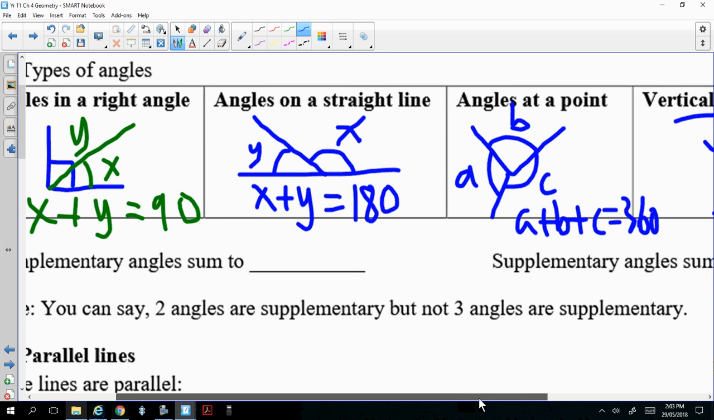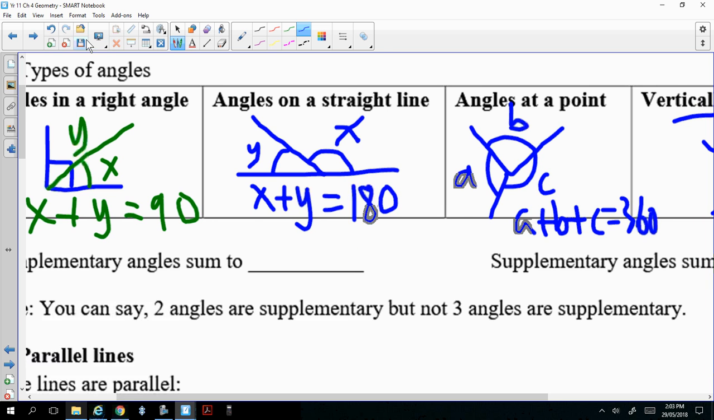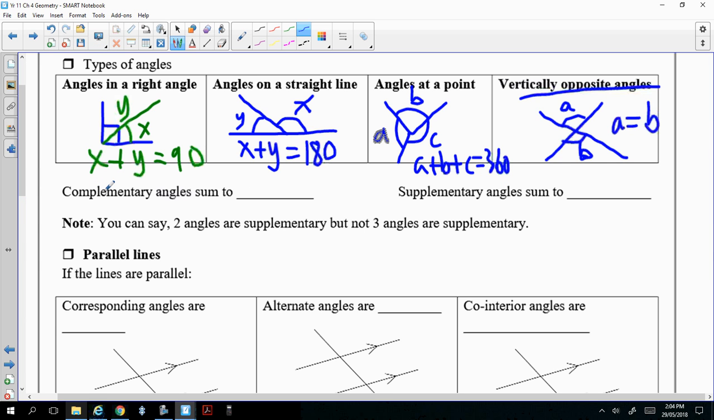Okay, good. Any questions? All right. What do complementary angles add up to? 90 degrees. And supplementary, just remember S rhymes with the same letter as the straight. That's why it's 180. Be careful. You can say two angles are supplementary, but you can't say three angles are supplementary. So these words only apply to two numbers, not three.